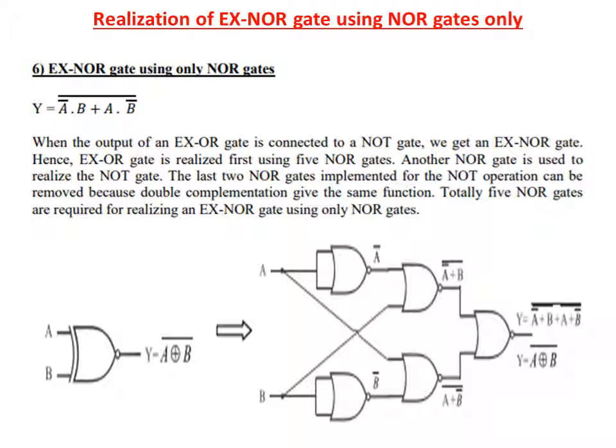Realization of XNOR gate using NOR gates. The two single input NOR gates are used, giving a bar and b bar, and the output at this position is (a bar plus b) the whole bar, and at this position (a plus b bar) the whole bar, and the expression at this position is y is equal to (a exclusive-OR b) the whole bar.